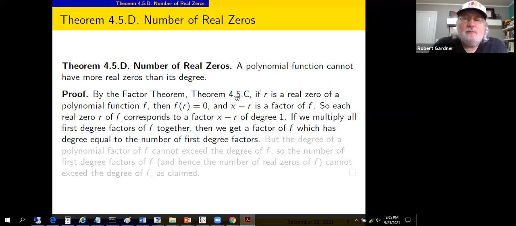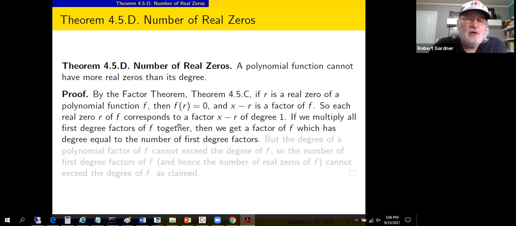Well, by the factor theorem, if r is a real zero of polynomial function f, then f of r equals 0. That's the meaning of finding a zero of the function. And so x minus r is a factor of f. So every time we find a real zero, we have a factor of the polynomial function.